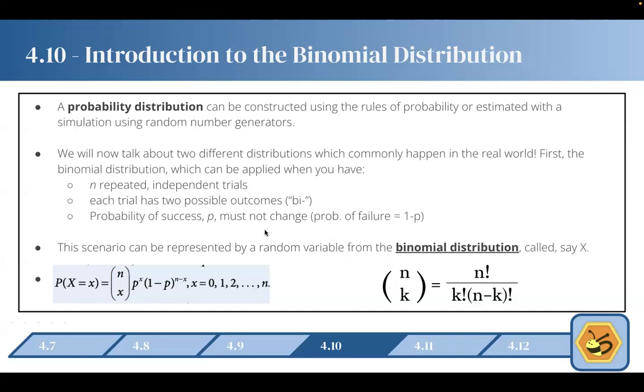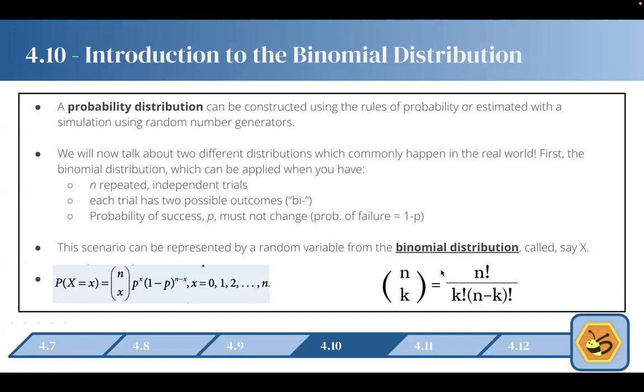And finally, the last rule is the probability of success, p, must not change. It must be fixed and it can't change from trial to trial, right? If this is the case, which is the case a lot, then you can actually use this distribution and it's much nicer, right?